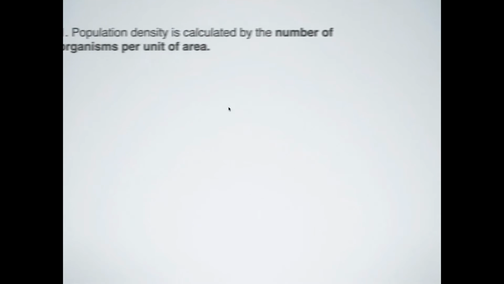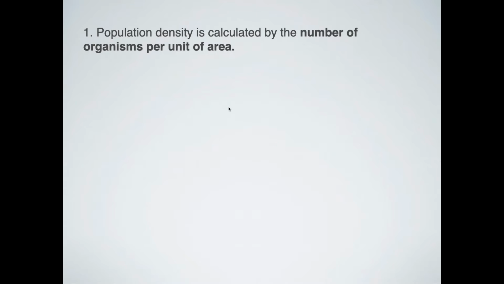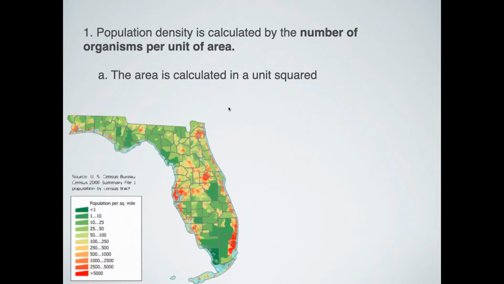And so population density is calculated by the number of organisms per unit of area. And so remember that area is a unit squared. It can be any unit squared. Here you can see it's population per square mile. So this is number of people per square mile. Here's a color-coded little chart so you can kind of see the distribution. Again, notice there are a lot of people along the coast and then less people inland. That might be Orlando. That might be like Disney World area right here. Maybe that's why there's so many people. So again, just population density is equal to the number of organisms divided by the unit of area.